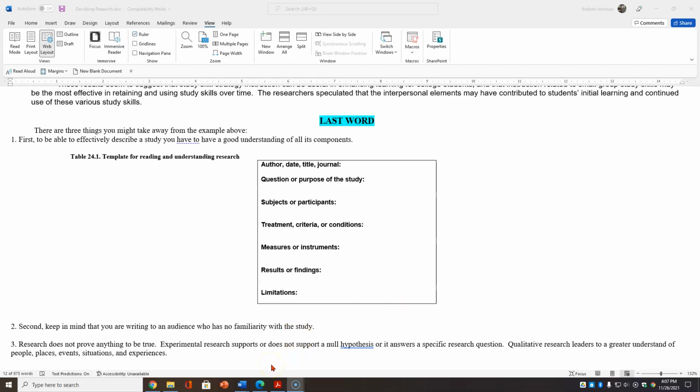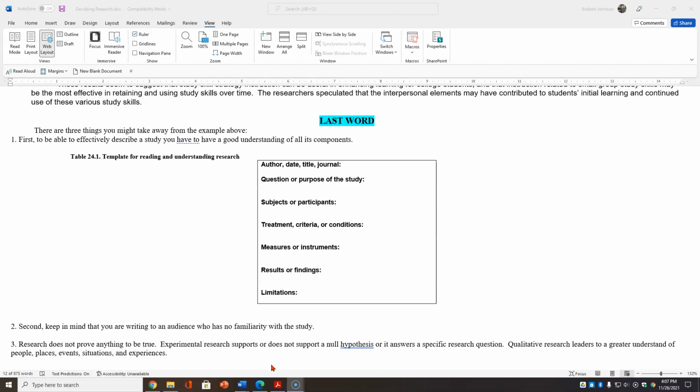And the last thing, notice the language that's used in describing results. Results for research are usually reported using soft terms such as suggests or seems to indicate or provide support for, maybe, or points to. Rarely will you see terms like proves or shows that or verifies, validates, confirms, or demonstrates. And this is because research does not prove anything to be true. Experimental research supports or does not support a null hypothesis, or it answers a specific research question.